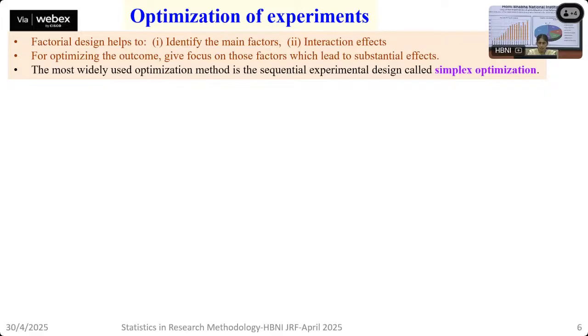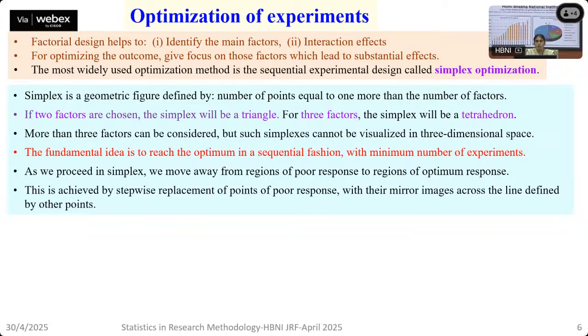It is called simplex optimization. In linear programming and all, it is regularly used as simplex optimization, wherein we assign a geometrical figure where the number of vertices of the geometrical figure is one more than the number of factors. For example, if we have 2 factors, the geometrical figure will be a triangle. If we have 3 factors, it will be a tetrahedron. More than 3 factors at a time can be considered, but it will be difficult to visualize them in 3D space. So for us to understand, we will take a simpler example of 2 factors and try to elaborate this concept of simplex optimization in the coming slides.